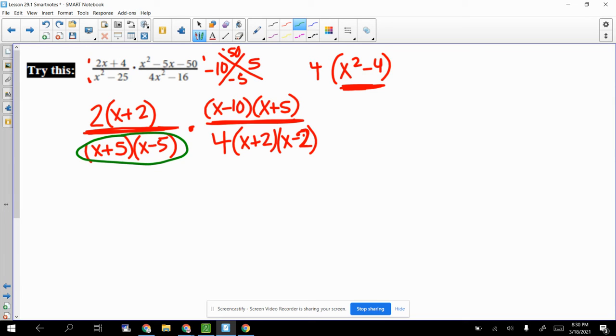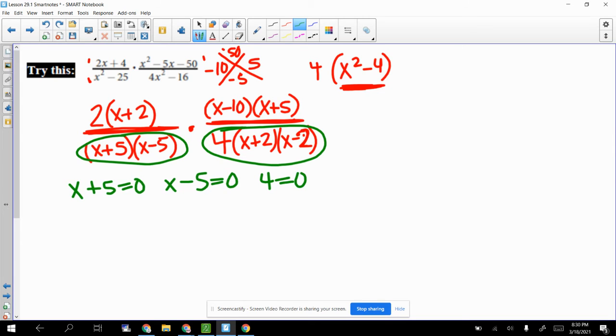Now what we need to do is set each of these denominators equal to 0. So we do x plus 5 equals 0, x minus 5 equals 0, 4 equals 0, which is not true, so that does not come up with a restriction. And then x plus 2 equals 0, and x minus 2 equals 0.